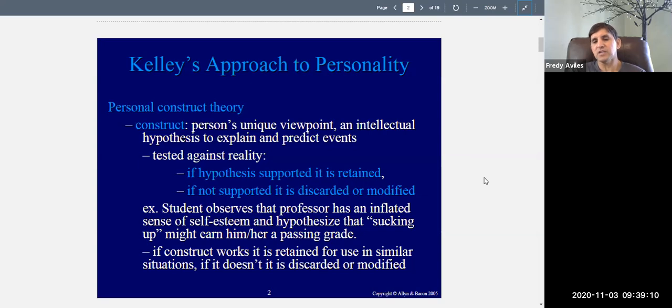Maybe you modify it, you change it a bit, so that maybe sucking up, kissing ass, so to speak, only works with male professors, right? It doesn't work with females. So maybe you modify it in that way, okay? And then you test it, right? That's an example of a personal construct. A personal construct is a prediction. And predictions like this is what really drives our behavior, our thinking, the way we feel. It's what explains our personality, according to George Kelley, okay?